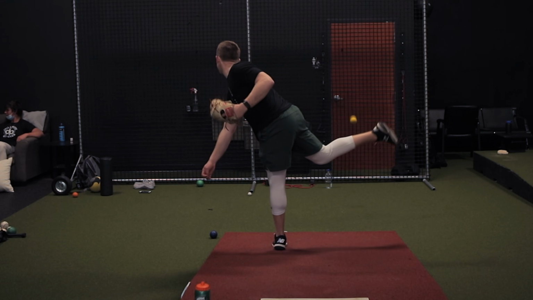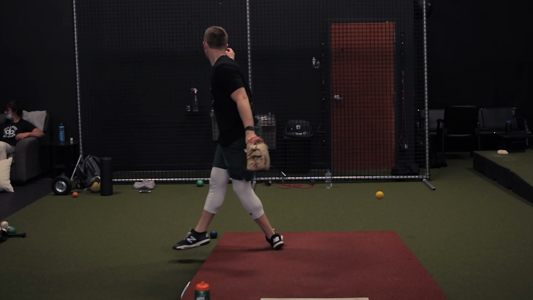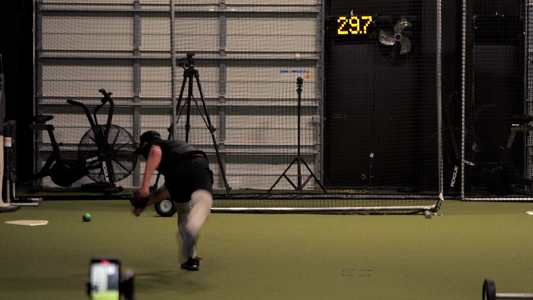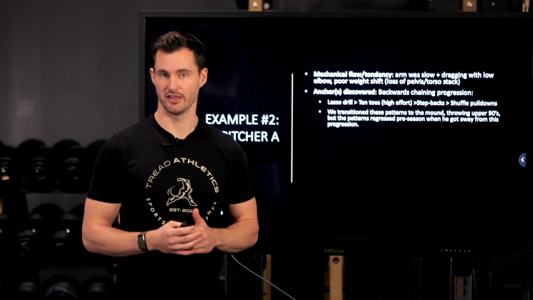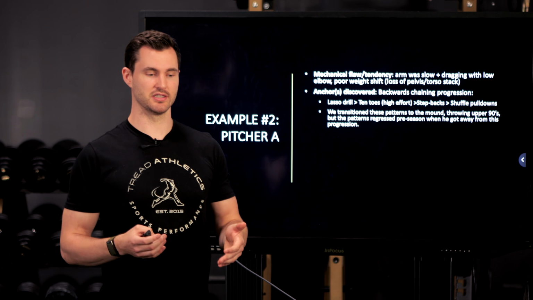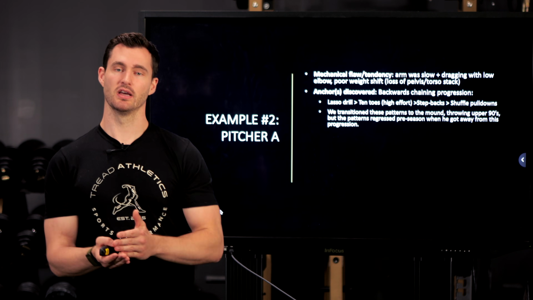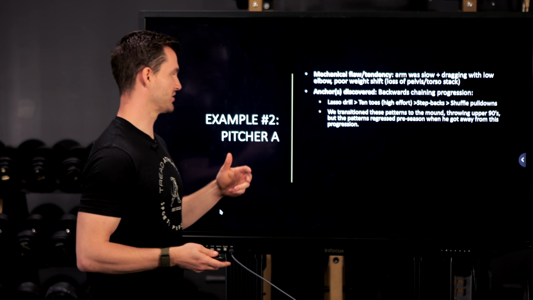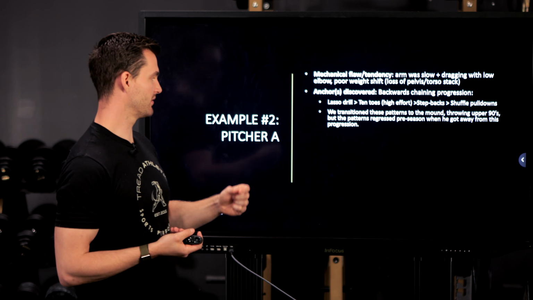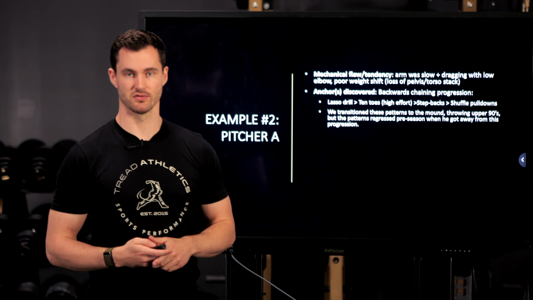This is where a lot of pitchers think, well, I've made the improvement. I'm always going to throw this hard now forever. At the time you're like, I just threw 95 last bullpen, I can do this forever. And you don't realize that you need to be putting these anchors in place so that you don't lose the pattern. So we were able to transition the patterns to the mound, but the patterns then progressed preseason when he got away from this routine.